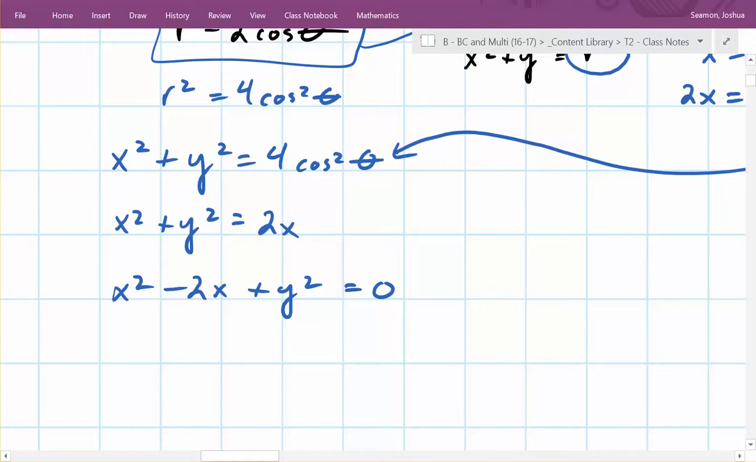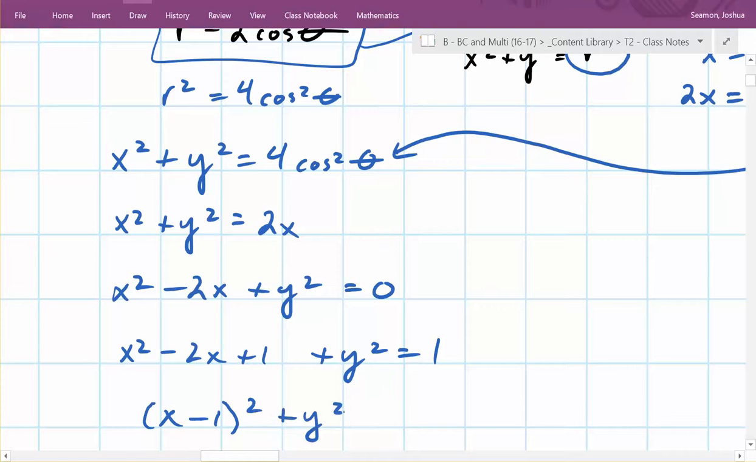What do you add to both sides? 1. So you get x squared minus 2x plus 1 plus y squared is equal to 1. So what is it? X minus 1 squared plus y squared is equal to what? 1. There it is. That is a perfectly valid question that you might get hit with on a test.